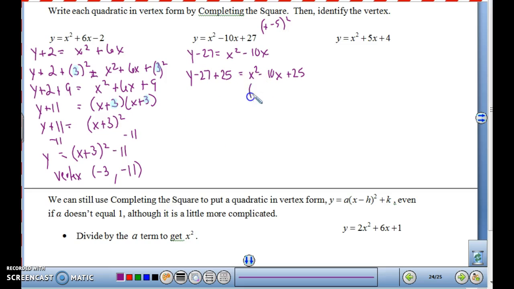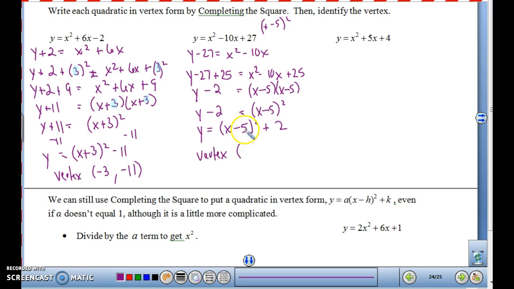Remember, that's going to be my factor when I do this. So this is actually going to factor as x minus 5 times x minus 5, which is x minus 5 quantity squared. Now, be careful. Watch your signs when you combine over here. Negative 27 plus 25 is y minus 2. And when I move my 2 back over, I get y equals x minus 5 quantity squared plus 2. So my vertex is at the opposite sign here, 5, and the same sign here, 2. My vertex is at (5, 2).